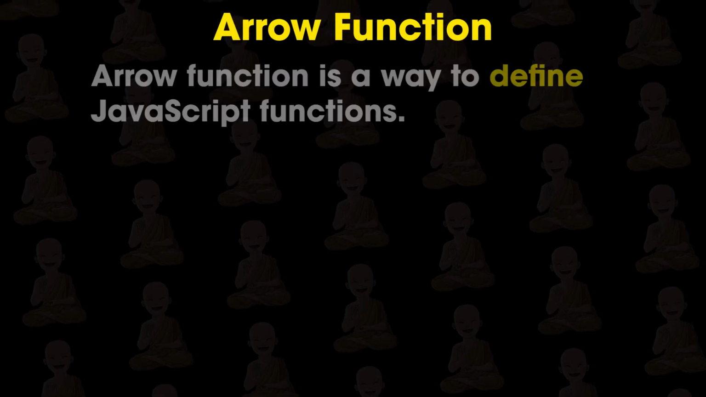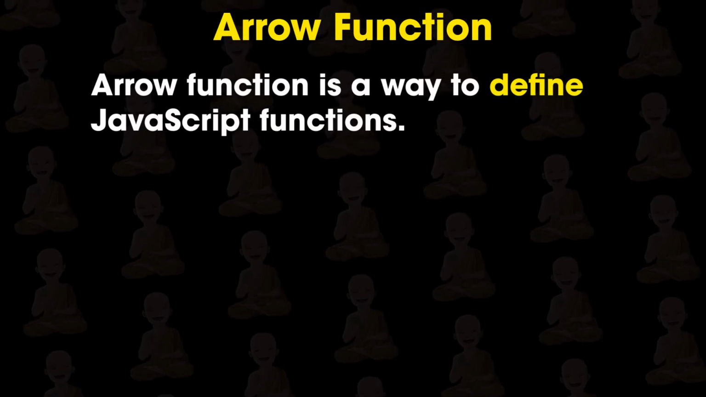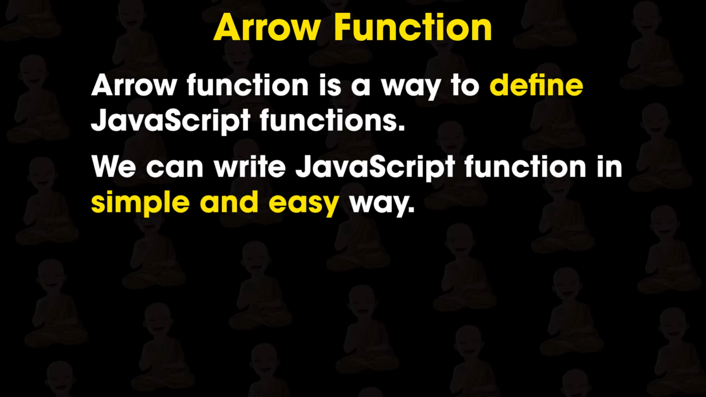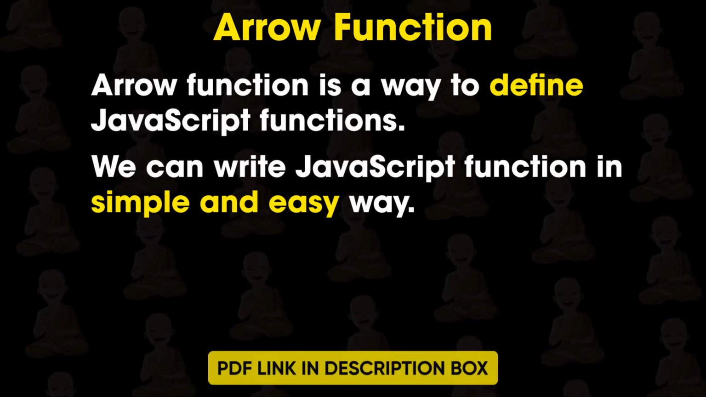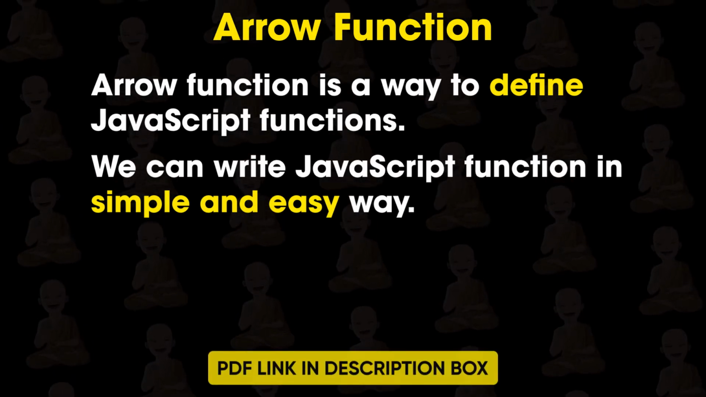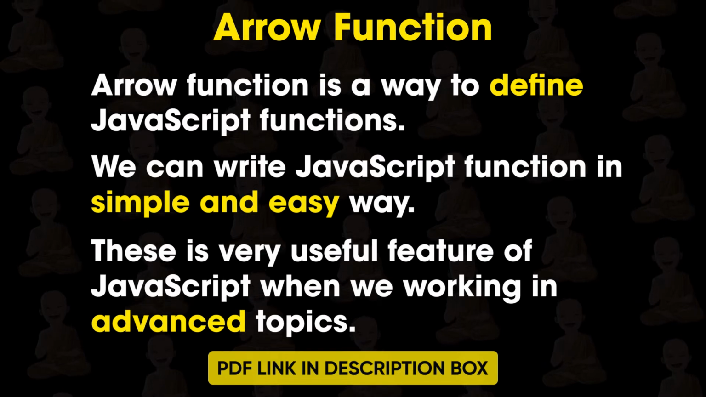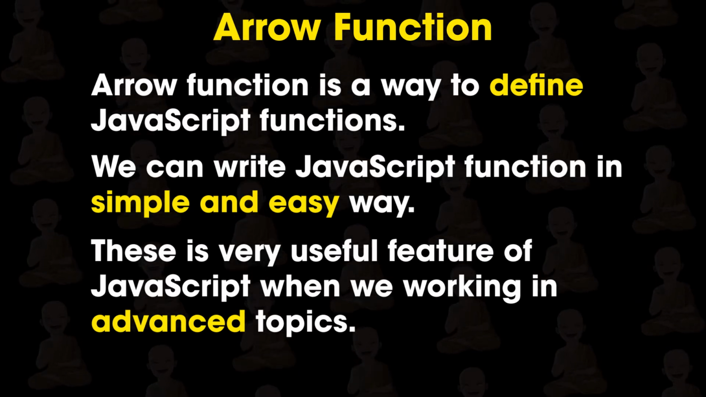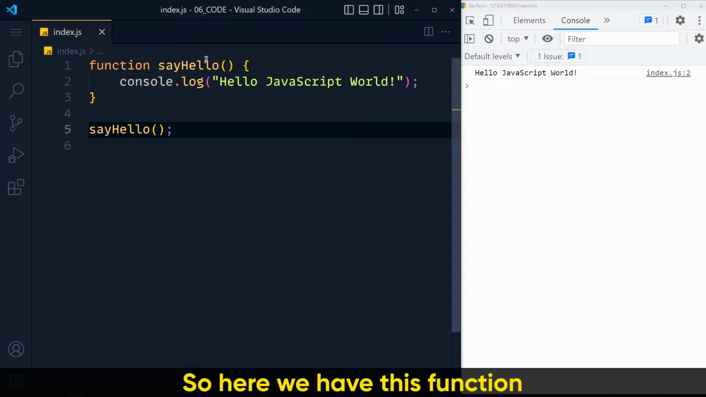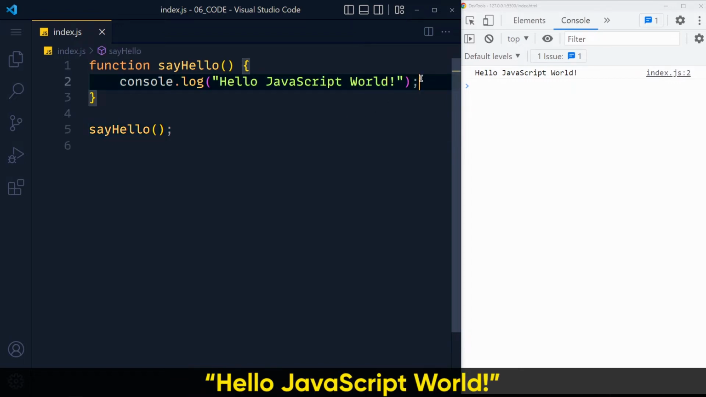Arrow function is a way to define JavaScript function. In other words, we can write JavaScript functions in a simple and easy way. This is a very useful feature of JavaScript when we're working in advanced topics. So here we have this function, which basically logs to the console "hello JavaScript world".